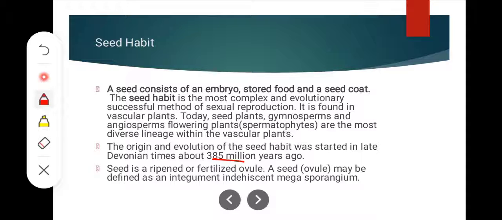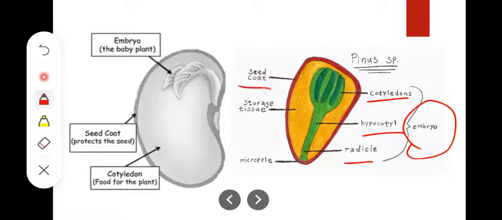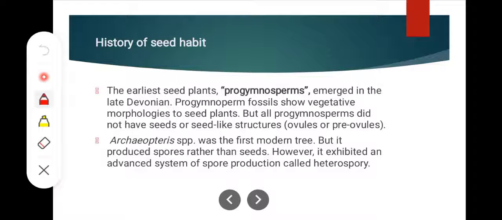A seed is a ripened fertilized ovule, defined as an integument around the nascent megasporangium. In this picture you can see the cotyledons, the hypocotyl and radicle, which are known as the embryo, and the seed coat that protects the seed. The storage tissue protects the stored food, or the fruit that we eat when it's ripe. Microsporophylls are where the microspores are present. In the right picture you can see the embryo plant body, the seed coat that protects the seed, and the cotyledons, which store food for the plant so that we can eat it after it ripens.